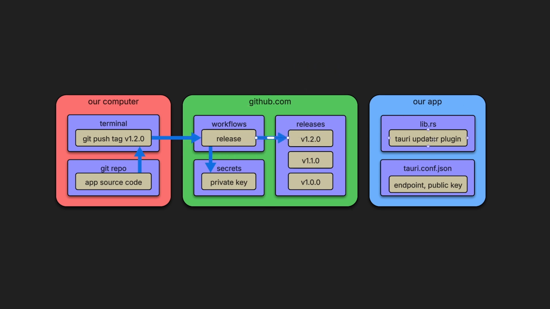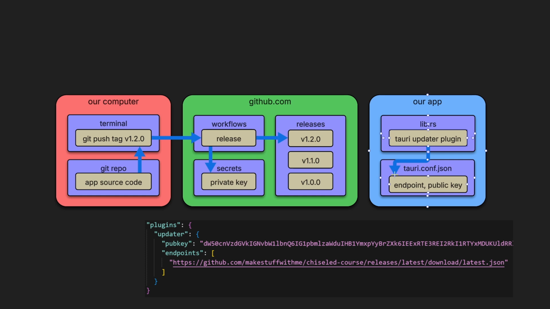And for our app, we're going to be using the Tauri updater plugin. And the way that works under the hood is at first it asks, where do I even look for an update? And for that, it looks in our Tauri configuration file for an endpoint. We're going to configure that endpoint to be the URL for our latest GitHub release.